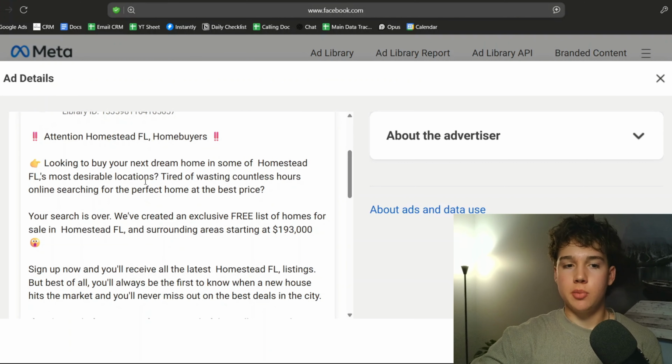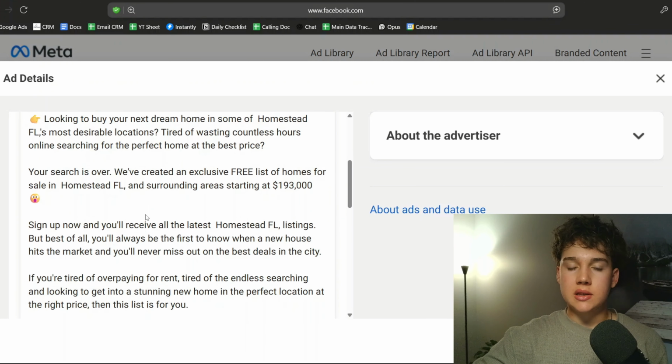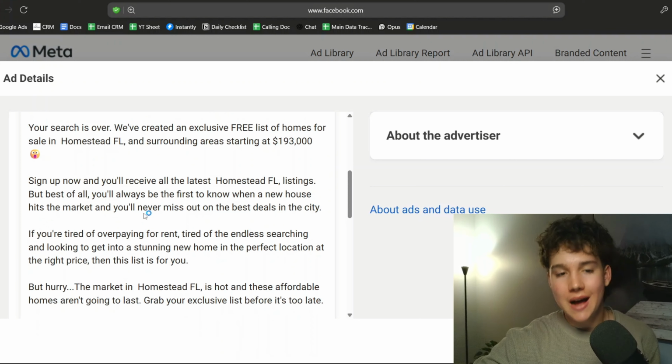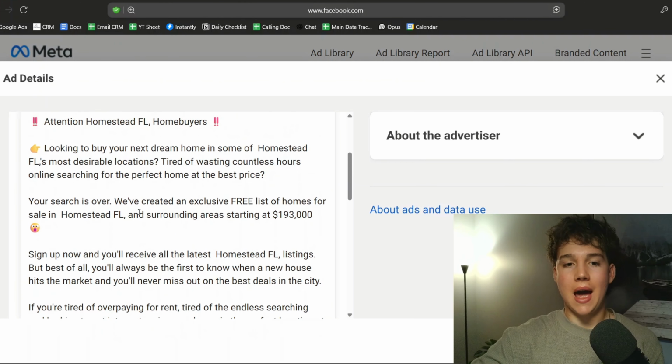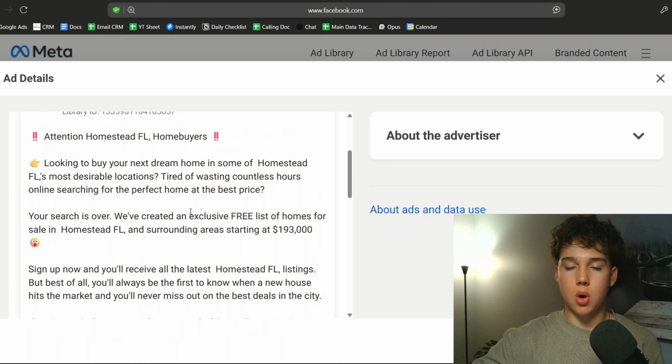The one thing I am a bit concerned about, which I'm going to show you in a second, is that I feel like it's going to be tough to set the expectation. We're going to get a lot of tire kickers coming through this ad, just because the expectation is super low and we're setting the bar pretty low. We're not excluding anybody. What I mean by that is I think it would almost be better to be more specific with what you mean by dream home, and potentially in Homestead, Florida's most desirable locations.